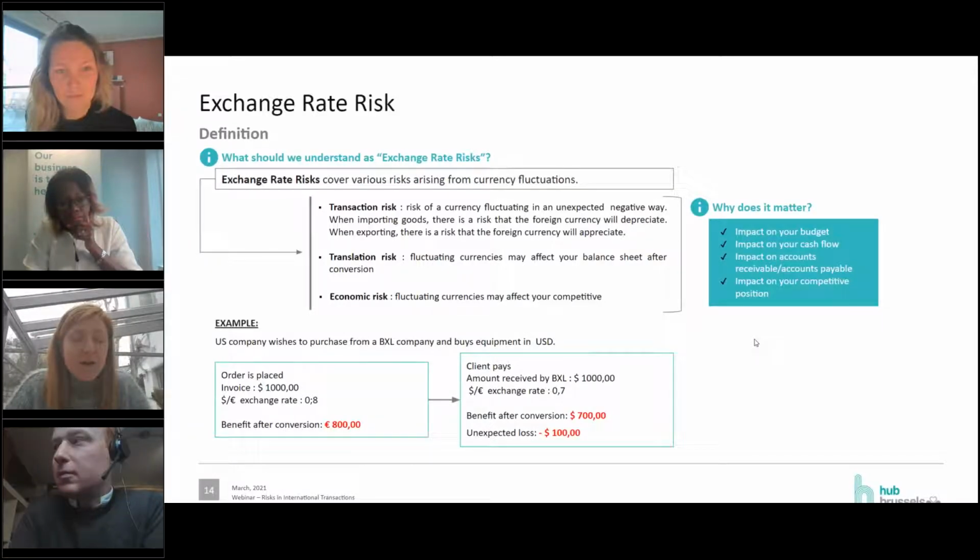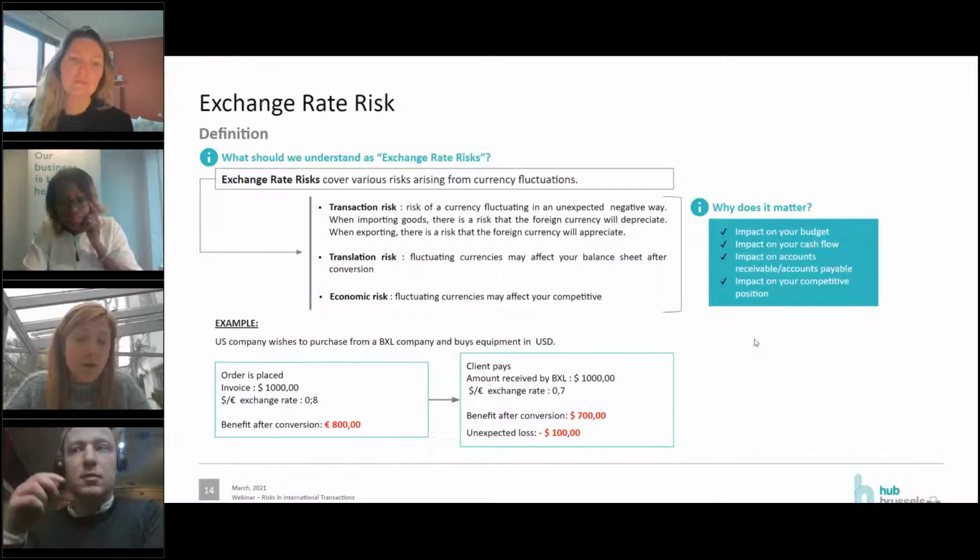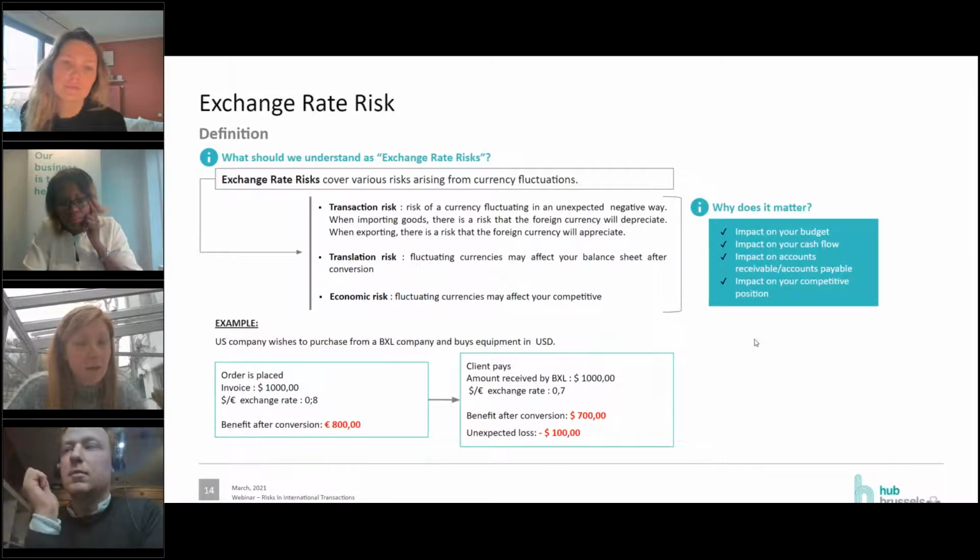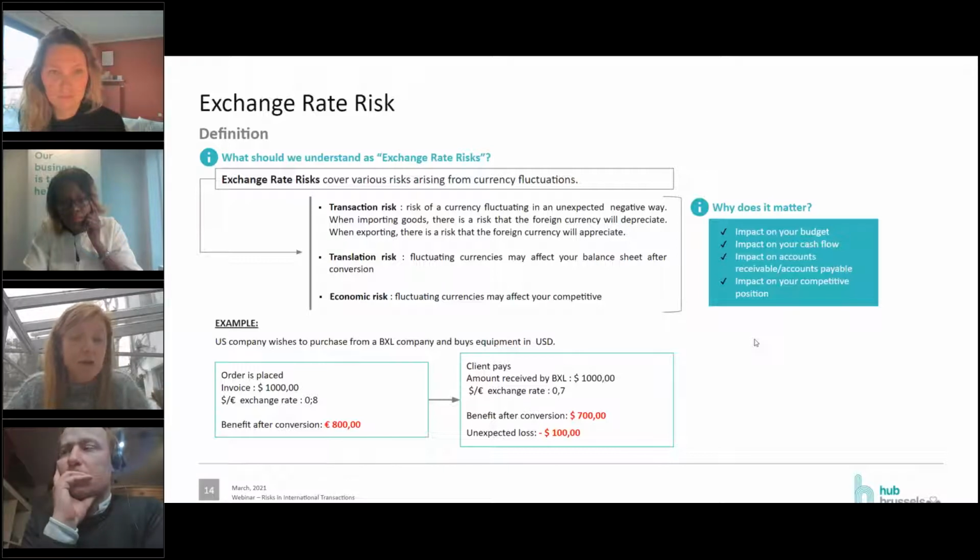So why is exchange rate risk important? Because it has an impact. It has three inherent risks: a transaction risk, a translation risk, and an economic risk. The risk is that currencies can fluctuate in unexpected ways, so even on a daily or weekly basis it can have a very big effect. This is why it is important to monitor this.